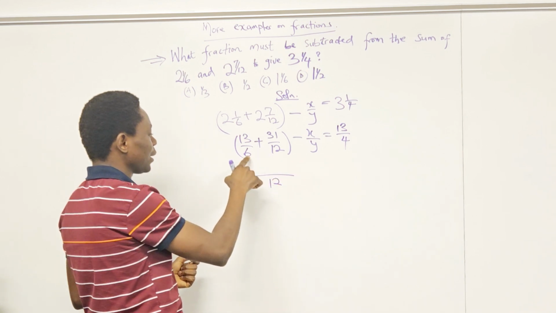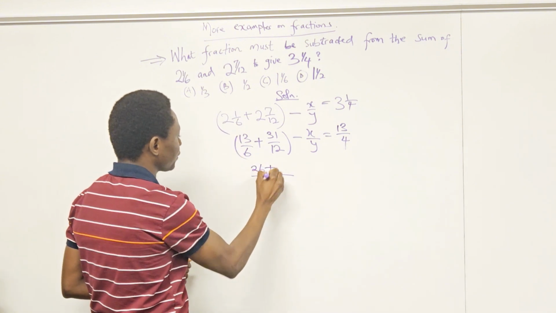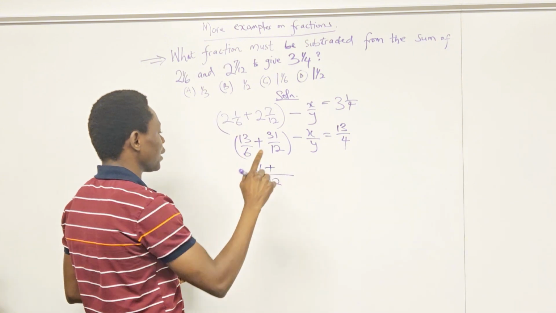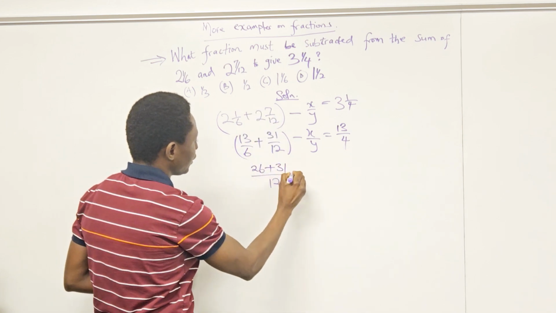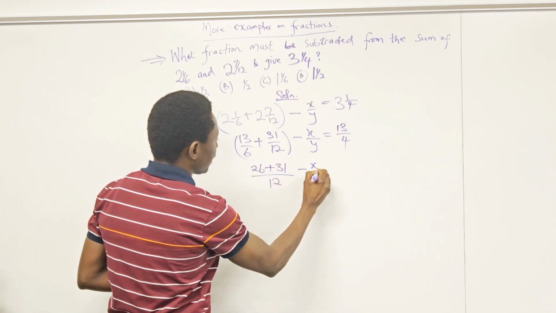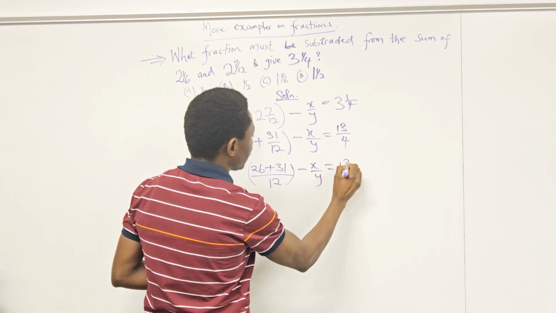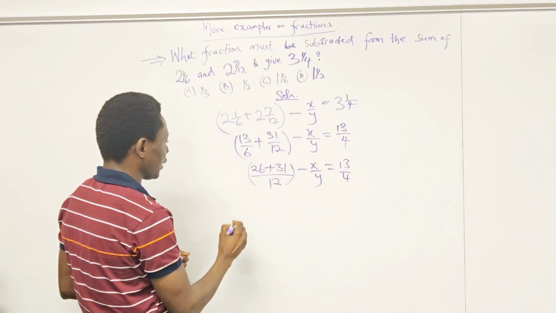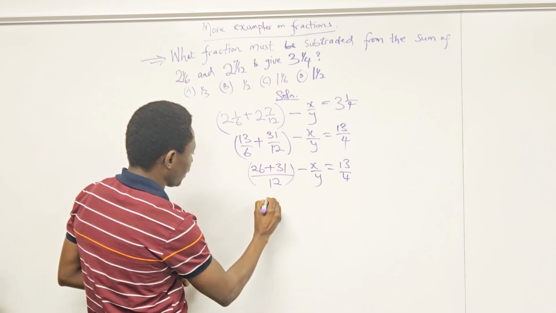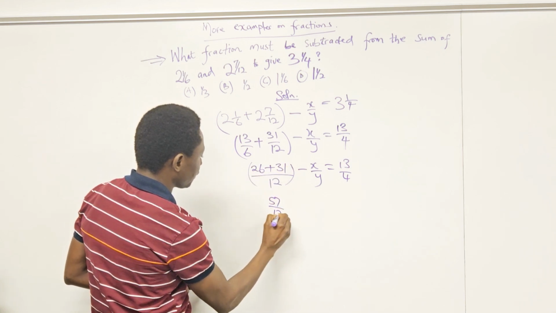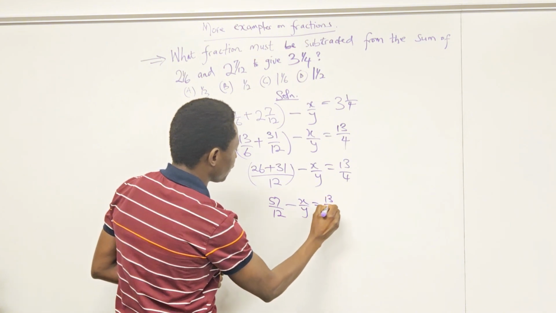12 divided by 6 is 2, 2 times 13 is 26. 12 by 12 is 1, times 31 is 31, minus x over y equals 13 over 4, right? Now, 26 and 31 gives us 57 over 12 minus x over y equals 13 over 4.